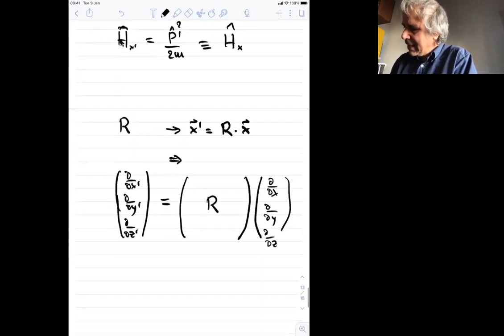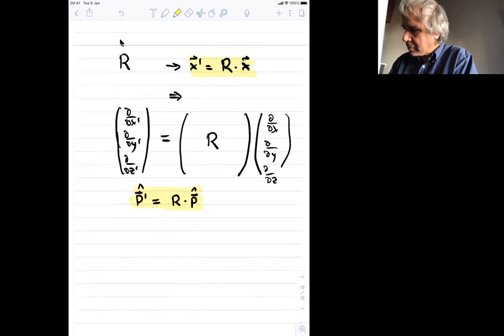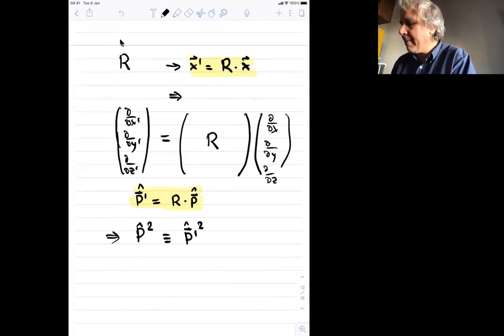In other words, if I have x and x prime connected by a rotation matrix R, then P prime is also equal to the rotation matrix applied to the vector P. It's a very interesting thing. So the momenta are simply rotated themselves as the coordinates. Therefore, P squared, which is the square of the momentum, must be equal to P prime squared, because if you rotate a vector, the length squared of the vector doesn't change. You can prove it more precisely, but it is pretty obvious. So the kinetic energies are always insensitive to rotations and insensitive to translations.